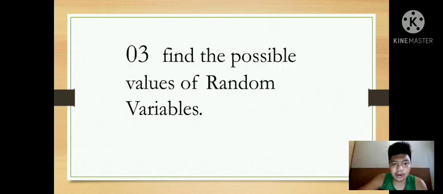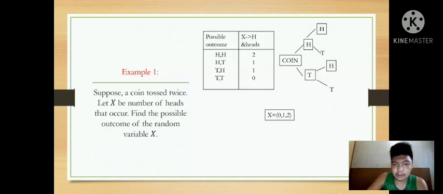Possible outcomes of the random variable. Example number 1. Suppose a coin is tossed twice. Let X be the number of heads that occur. Find the possible outcomes of the random variable X. As you can see here, its possible outcomes for heads are 0, 1, and 2. You can see that in our table.